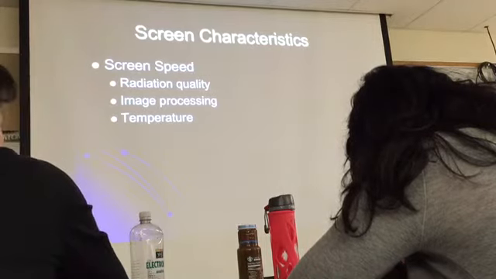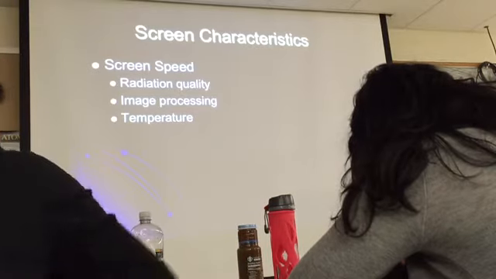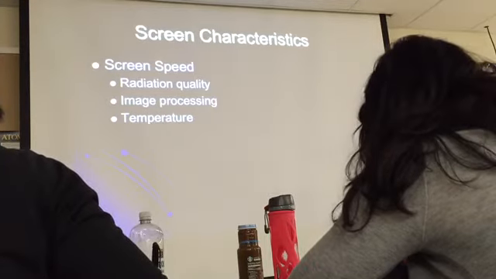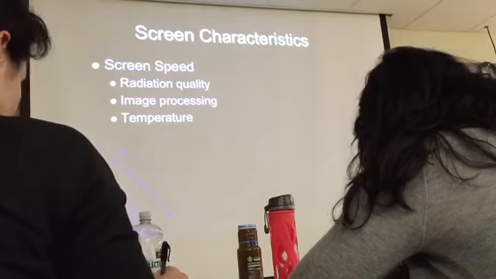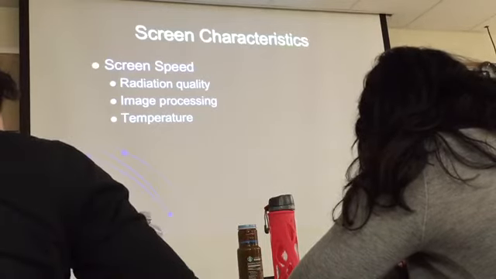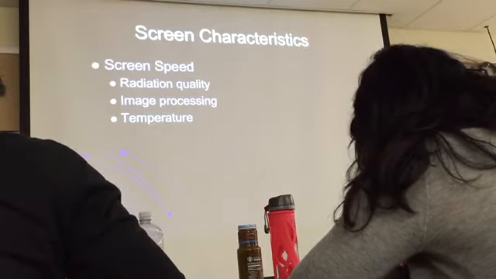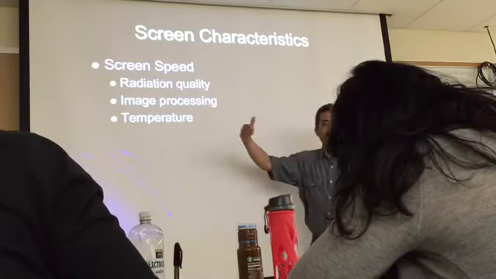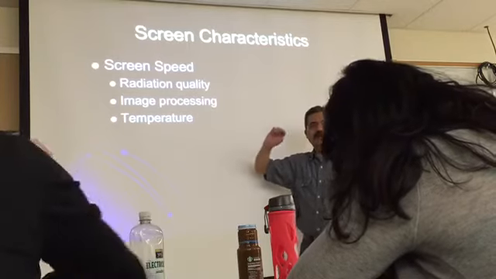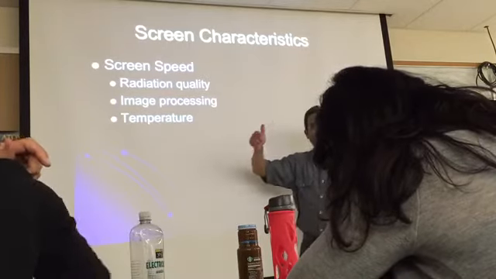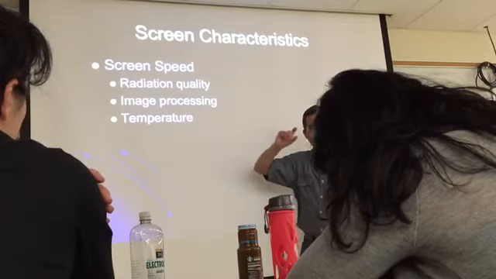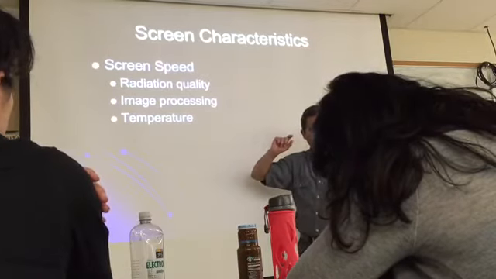And so you need to find a screen, or a screen system, that can give you somewhat of both. All right, image processing. The processing also changes because you're creating an image with less radiation, so how you process the image might change as well. You might need less or more concentrated chemicals. And the same goes with the temperature. Temperature, you might increase it or decrease it.